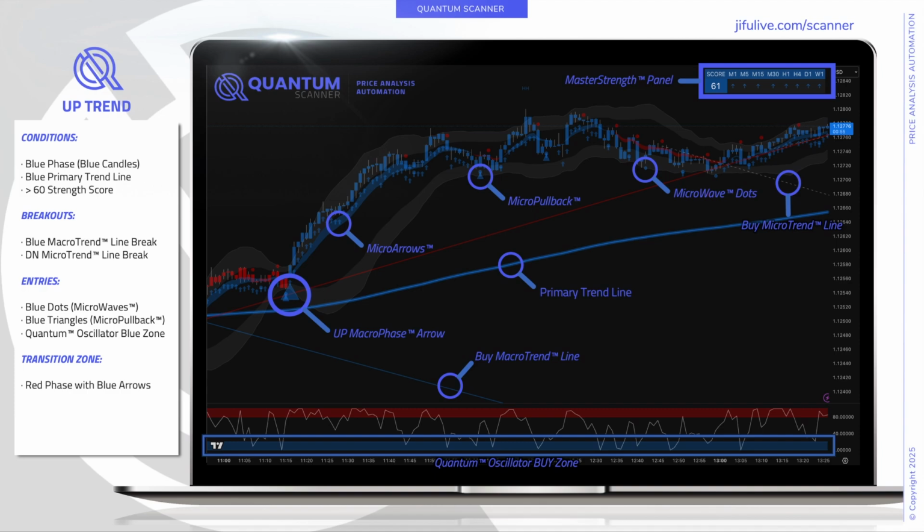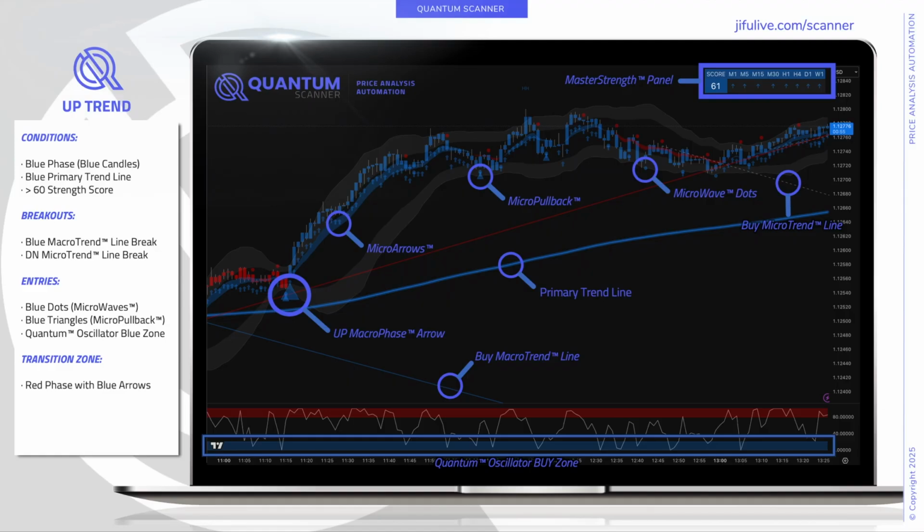Specific breakout locations can be identified utilizing the blue macro trend line break, as well as the downward sloping dashed micro trend line break. To identify specific entries, look at the blue dots, which stem from the microwave tool, and blue triangles, which indicate micro-level pullbacks in the market before the trend continues.